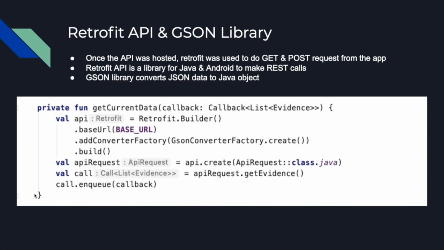So in this snippet, you can see that I declared a variable called API, which is of type Retrofit. This holds the base URL. The base URL is the URL of our hosted API. And then through this JSON converter, I convert the JSON data to Java objects. And once the API returns the value, the list of evidence gets saved in our call variable.